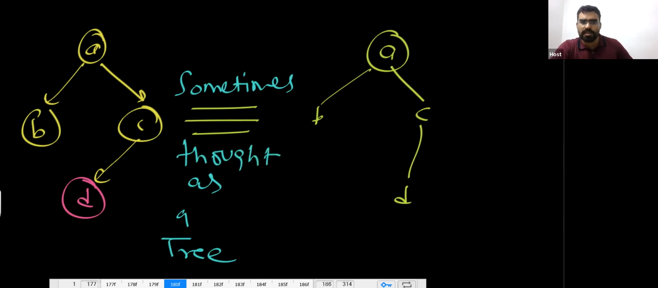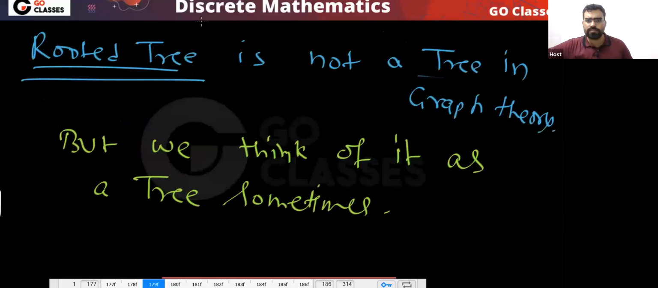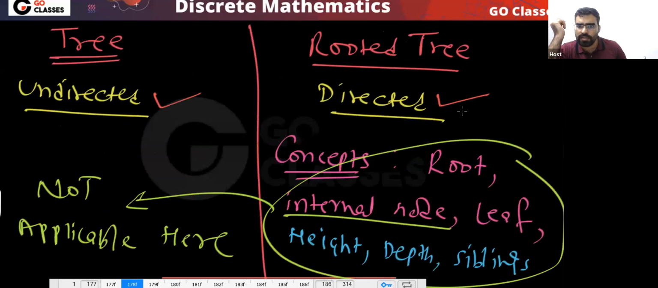Okay, so this is the difference. Please let me know if you have any doubt. Anyone has any doubt? Tell me. Arpan is asking, rooted tree always top to bottom, can we say?